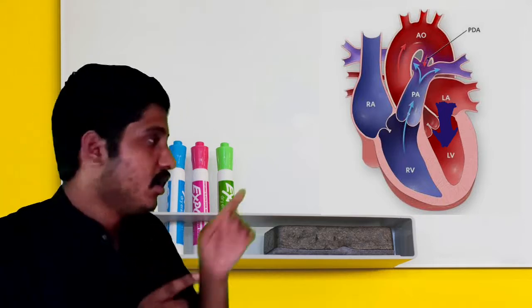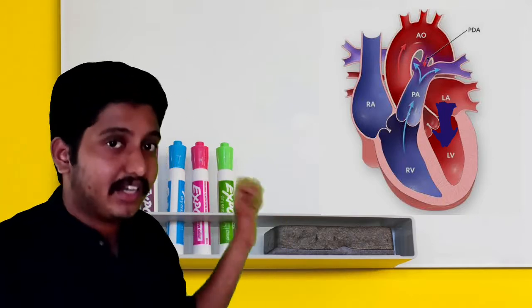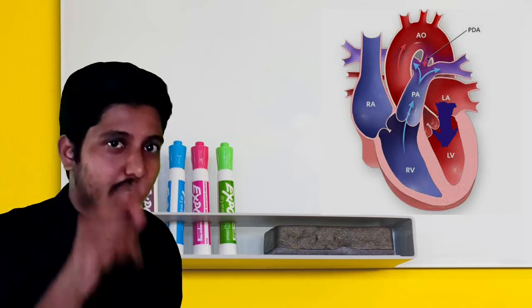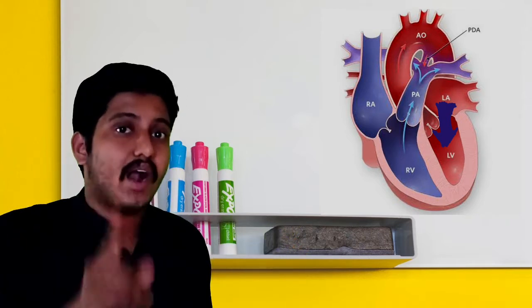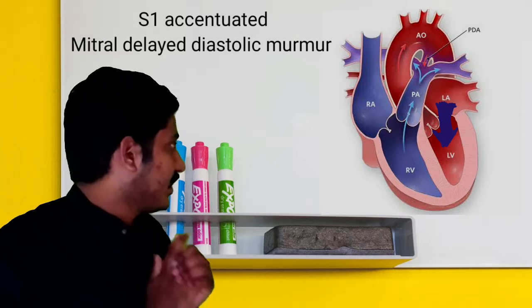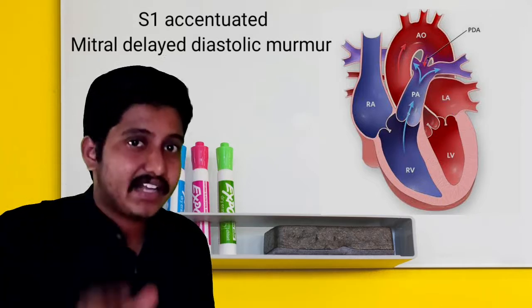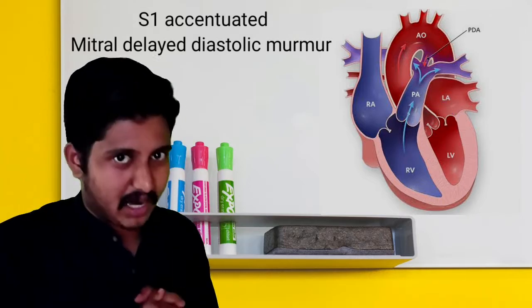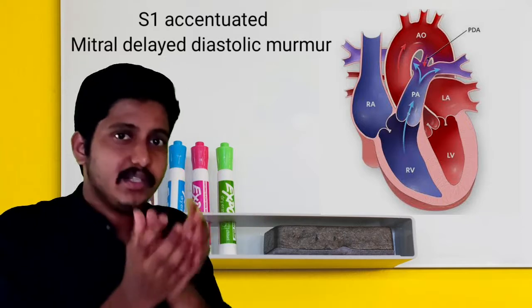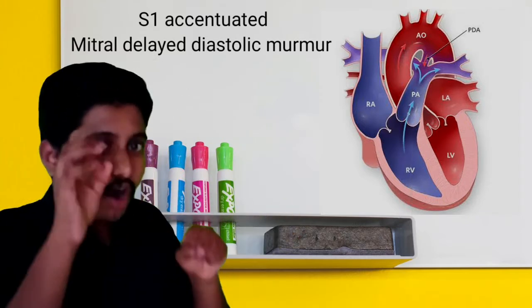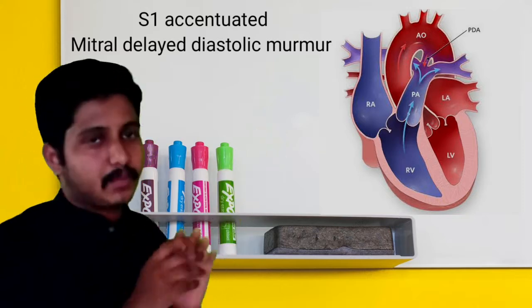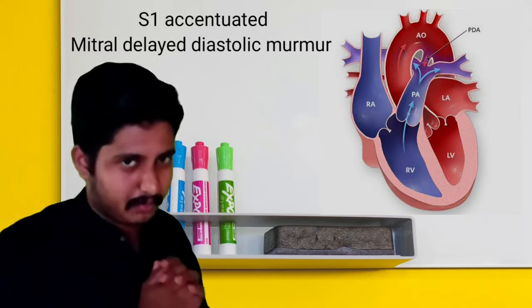So what happens here? You can hear a murmur in the mitral valve area also, and due to this, the S1 will be accentuated, and you can hear a delayed diastolic mitral area murmur. This is because of increased blood flow through a normal sized valve. That's why we can hear a delayed diastolic murmur here.